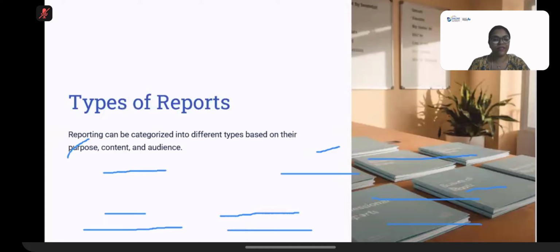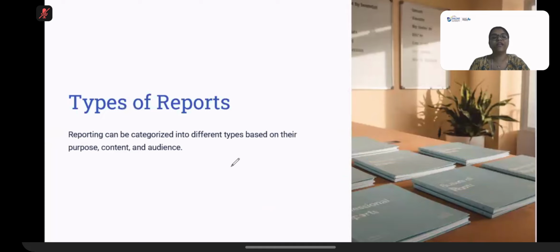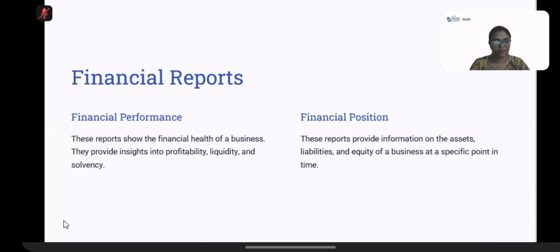Next, we are going to discuss the different types of report that we have based on the purpose, content, and the audience. Okay, so let's start with it. First is your financial report. The name itself tells you, it tells you about the financial performance and position of the organization, which serves as a tool for internal decision making, for external stakeholders, and regulatory compliance.